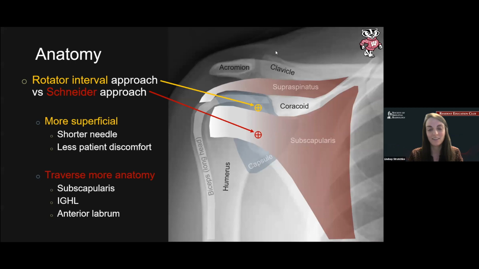Yeah, that makes sense. I think I've done that too. It feels like you get more in the dependent part of the joint. And if you're trying to get fluid out as opposed to putting steroid in, that makes sense that it would be more effective. Okay, great. Yeah, certainly. Awesome.